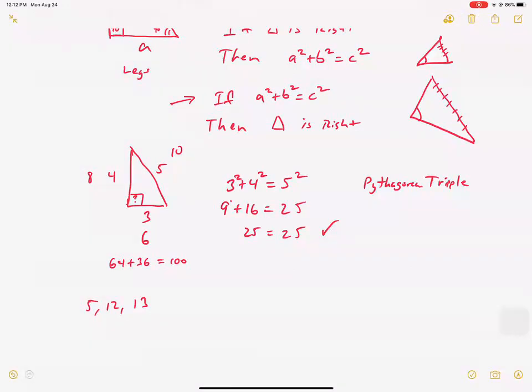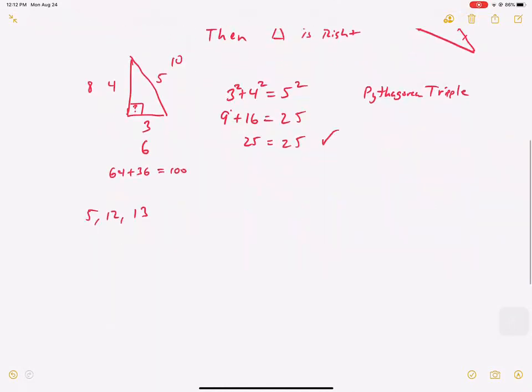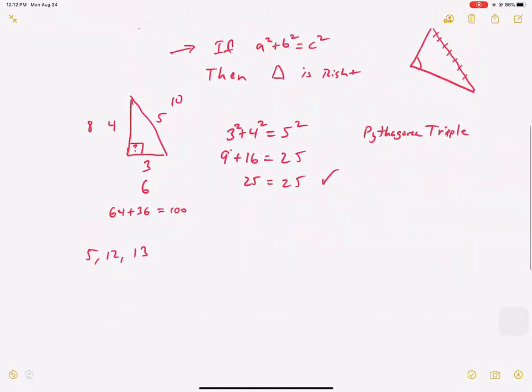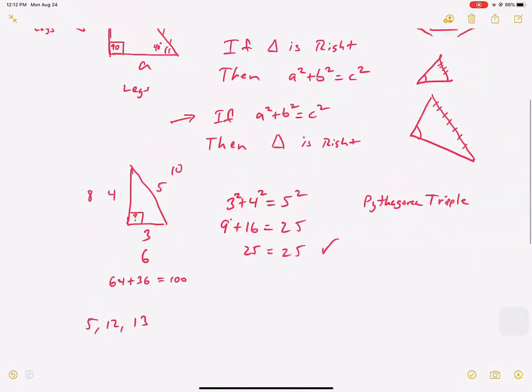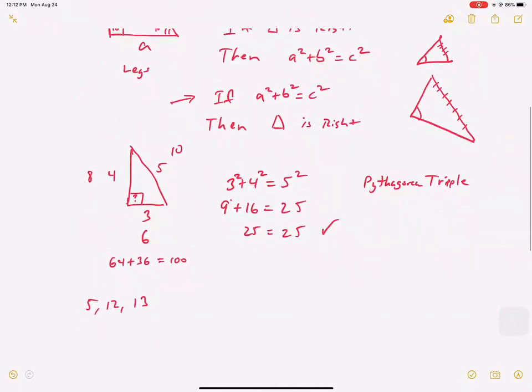But for the most part, we will always have decimals. Unless it's one of these few Pythagorean triples, most of our problems will be in decimals or radicals. Okay, so we proved that this theorem was true. The Pythagorean formula is true. Then that means this was a right triangle.